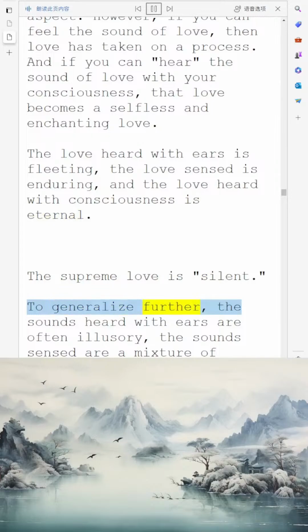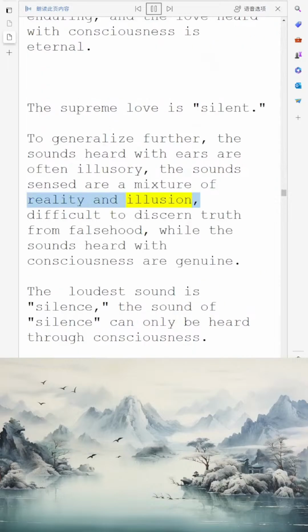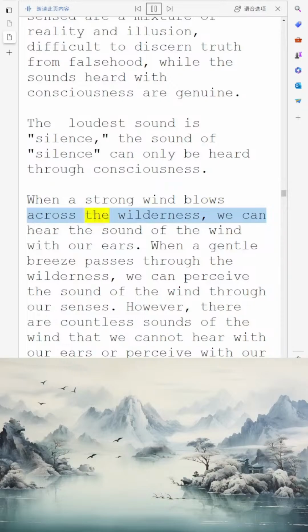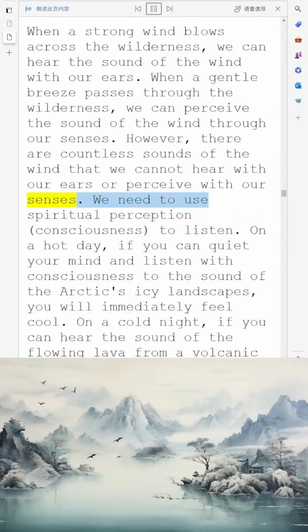To generalize further, the sounds heard with ears are often illusory. The sounds sensed are a mixture of reality and illusion, difficult to discern truth from falsehood, while the sounds heard with consciousness are genuine. The loudest sound is silence. The sound of silence can only be heard through consciousness. When a strong wind blows across the wilderness, we can hear the sound of the wind with our ears. When a gentle breeze passes through the wilderness, we can perceive the sound of the wind through our senses. However, there are countless sounds of the wind that we cannot hear with our ears or perceive with our senses. We need to use spiritual perception, consciousness, to listen.